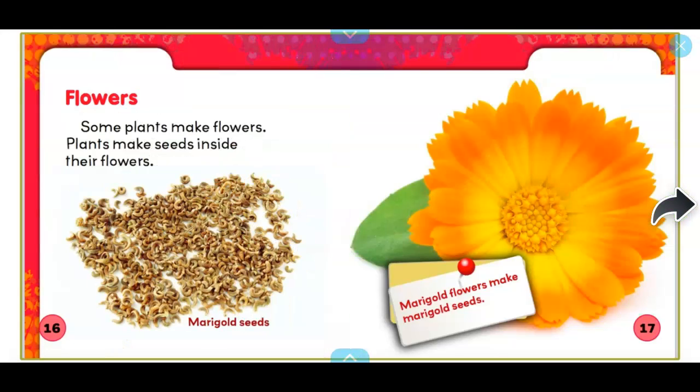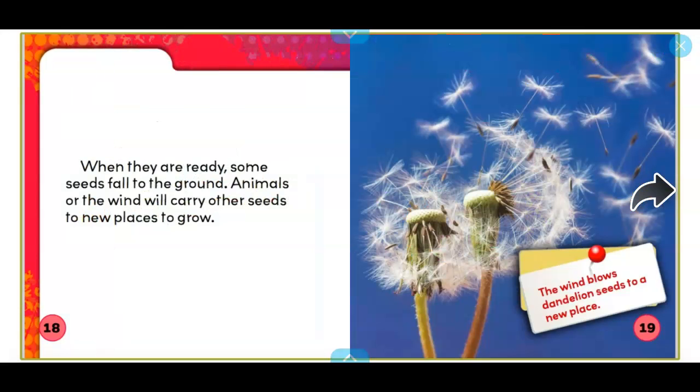Some plants make flowers. Plants make seeds inside their flowers. So again, we talked about the function of the flower is to make seeds for new plants. When they are ready, some seeds fall to the ground. Animals or the wind will carry other seeds to new places to grow.